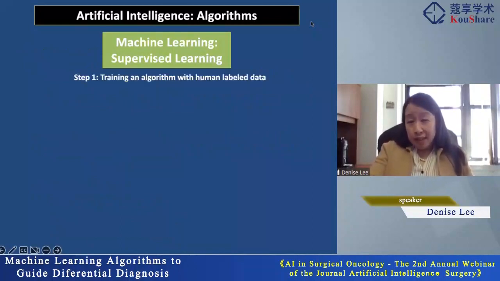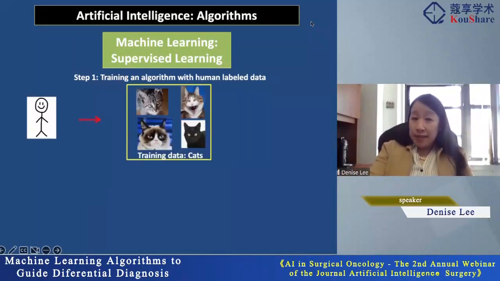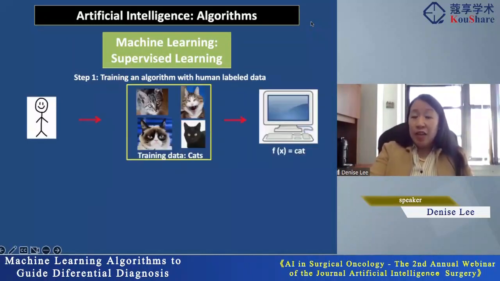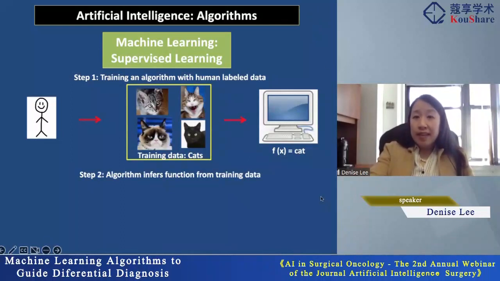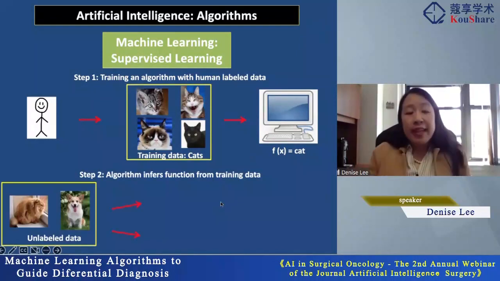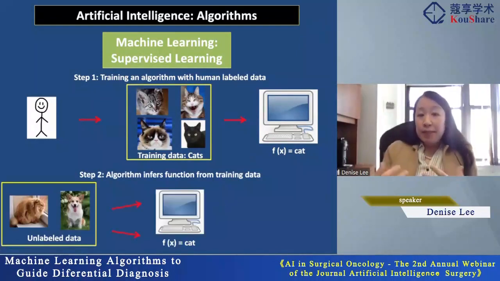Supervised learning is often used for prediction, and it requires two steps. The first step is training the algorithm using human-labeled data. A human being takes all this different labeled training data of cats, and then it learns to recognize the picture of a cat versus not a cat. Then we have the algorithm that can infer a function from the actual training data itself. The next thing is we take unlabeled data and input it into the machine learning algorithm.